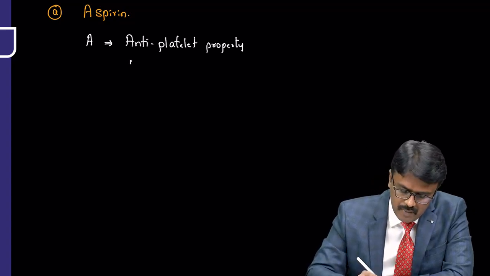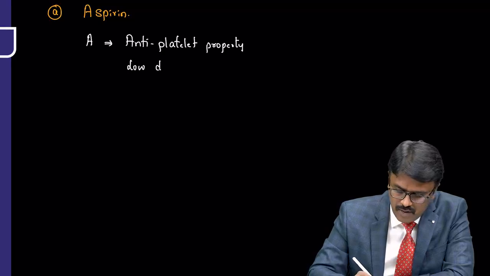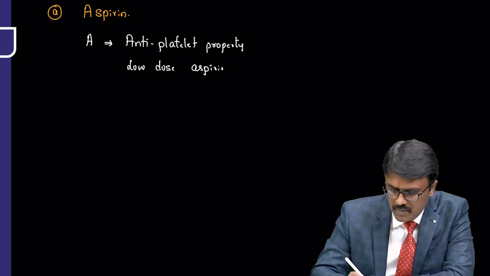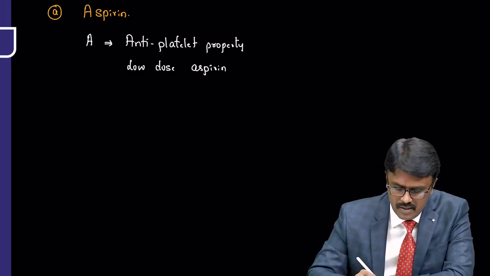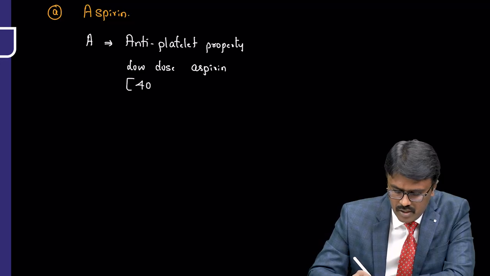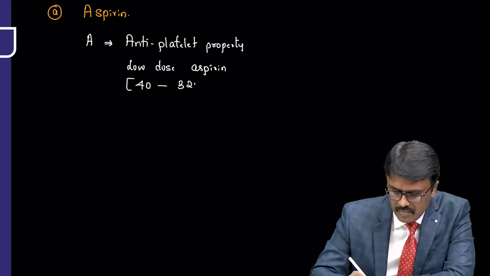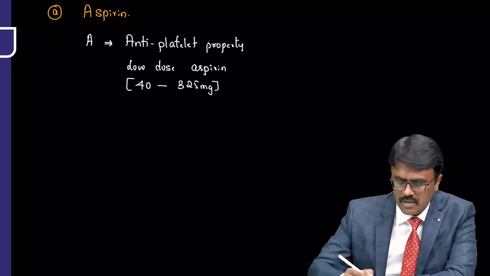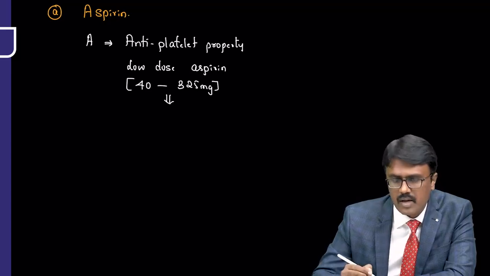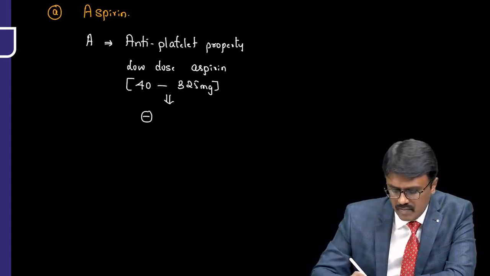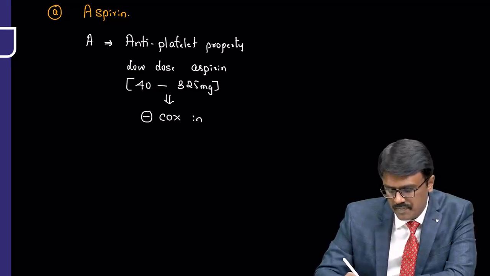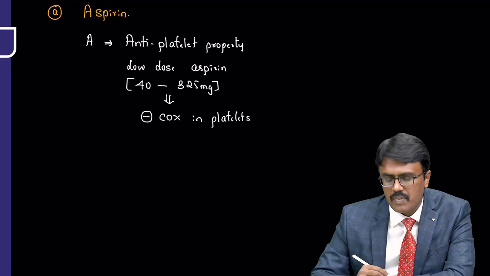Now the antiplatelet property is seen with low dose of aspirin, so we call it low dose aspirin. How much is low dose of aspirin? It ranges between 40 to 325 milligram. What happens when we use low dose of aspirin? They inhibit the enzyme COX irreversibly in platelets.